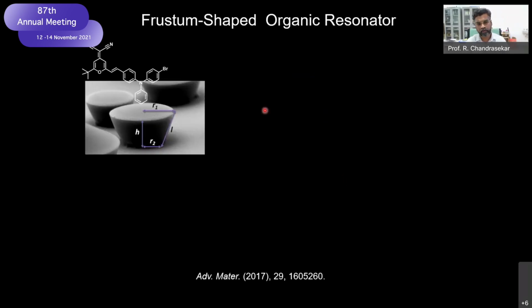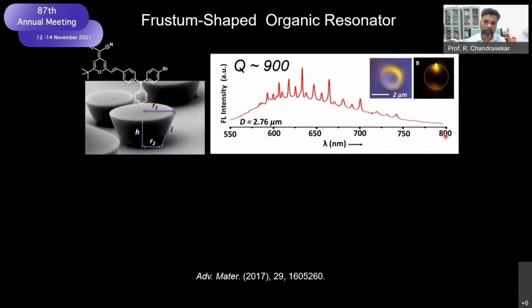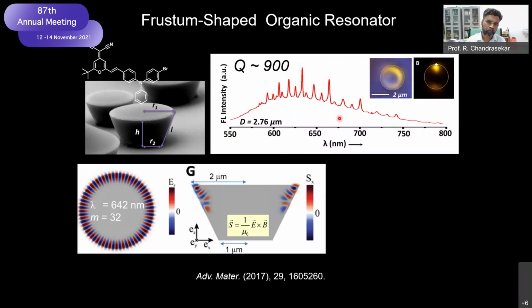An example of an organic resonator is shown here, and it's a donor-acceptor molecule. You can see beautiful optical interference here, and the Q factor is around 900, which we calculate using the tallest peak. And this is the FDTD numerical calculation for one of the modes appearing at 642. It shows that the electric field is situated at the interface between the material and the air medium. Also the Poynting vector gives an idea about which direction the optical energy is scattered.